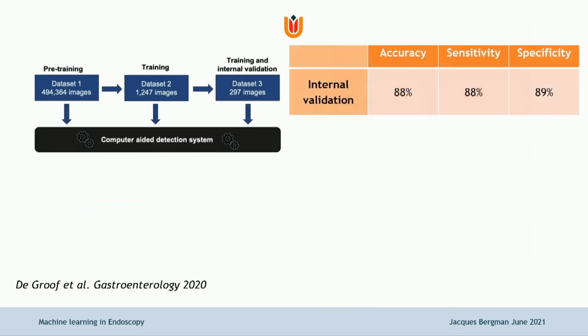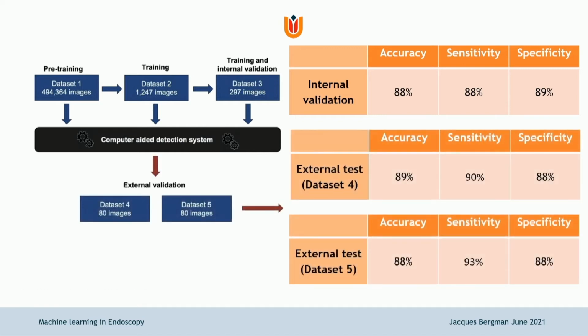If we looked at the performance of only the internal validation, and sensitivity probably being the most important test characteristic, 88% sensitivity was pretty much okay. But it doesn't tell you a thing because it can be overfitting. So this is why we had 2 external data sets. And to our relief, the sensitivity actually was even higher in these 2 external sets. The 5th data set that contained these subtle images, we were very pleased with the 93% sensitivity.